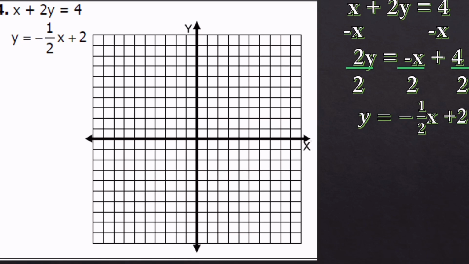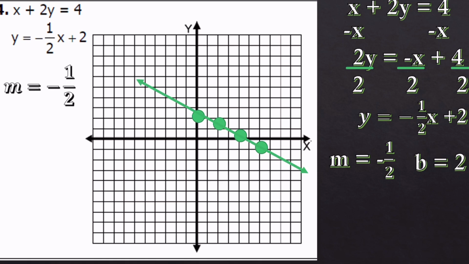Ladies and gentlemen, if this is too fast, you have the ability to pause. But you need to be understanding how we're getting these equations. So I can identify my slope is -1/2 and my y-intercept is 2. So I place a point at b at 2. Then I'm going to go down 1, right 2, down 1, right 2, and down 1, right 2, and I can draw my line. Let's go look at my next equation. My slope is -1/2, and my y-intercept is 2. Well, I'd have another point, down 1, right 2, down 1, right 2, down 1, right 2.